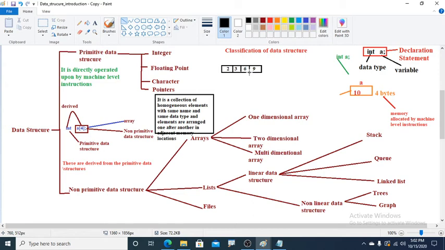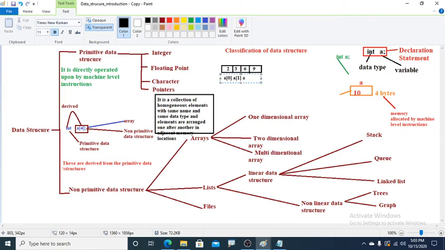So this 2 is at the 0th position. I am taking this memory location name as A of 0. The second memory location is A of 1. The third memory location is A of 2. The fourth memory location is A of 3, sorry, A of 3.